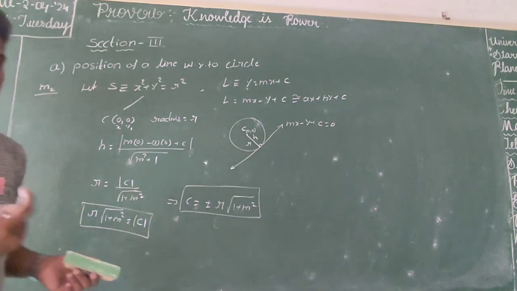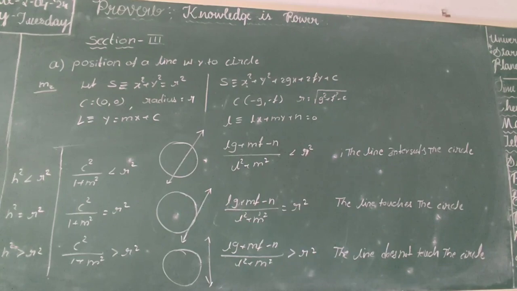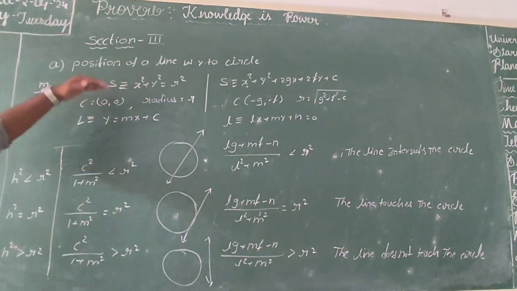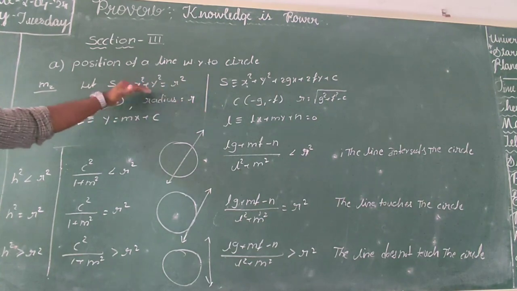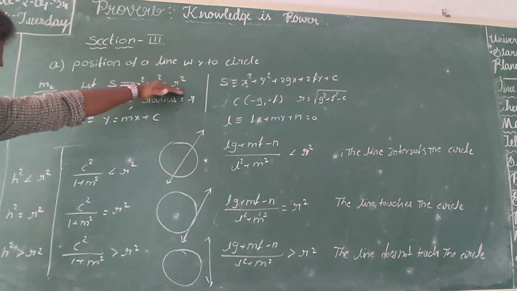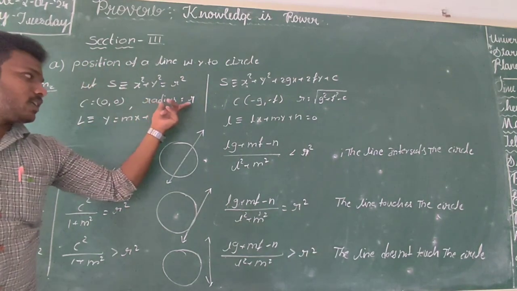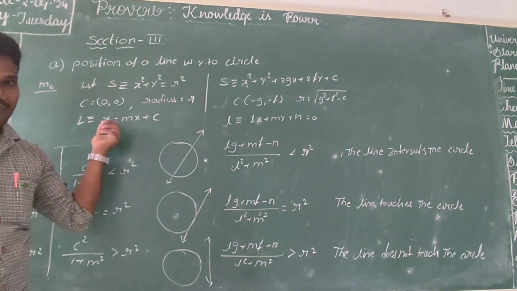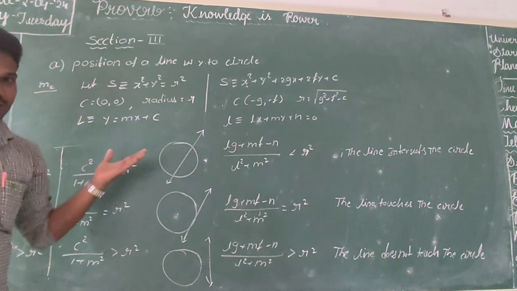Again, we will discuss the three possibilities at a time. Okay, so I am concluding this first point, the position of a line with respect to the circle. I am taking two ways. One is x square plus y square equal to r square, the circle equation, where the center is the origin and the radius is r. The line equation is y equal to mx plus c. From these we conclude the three conditions.